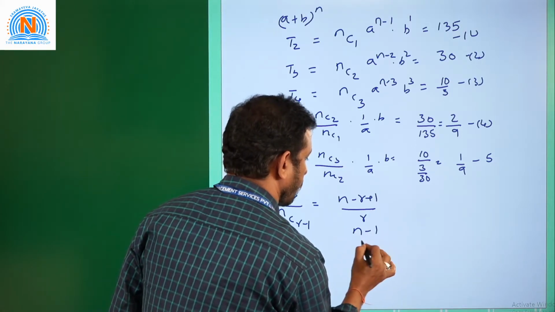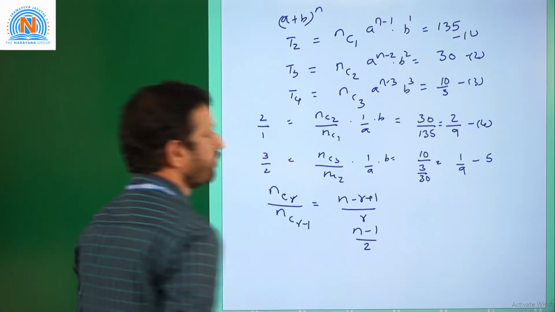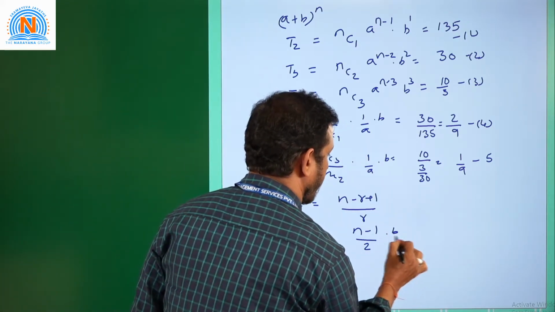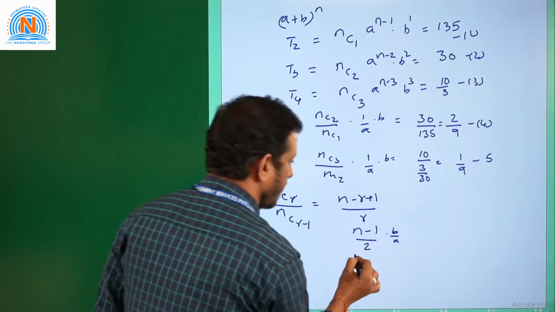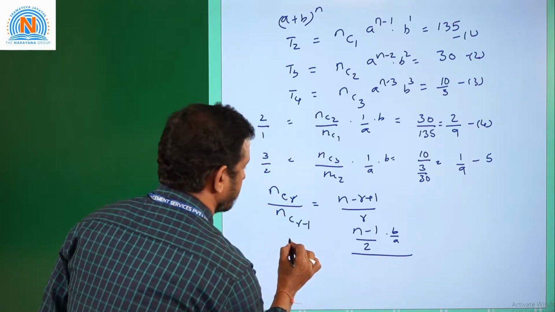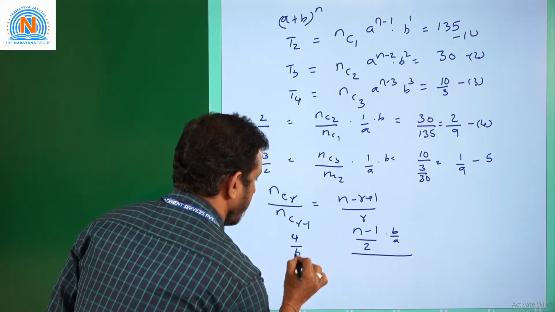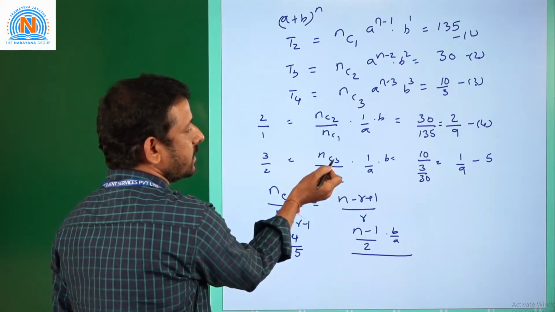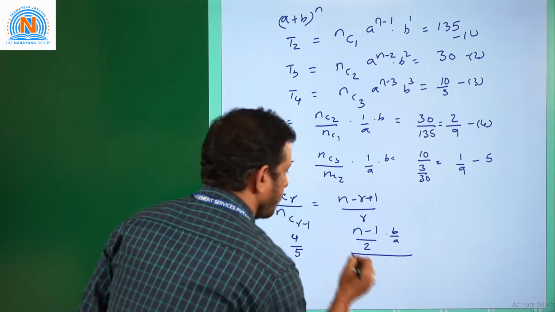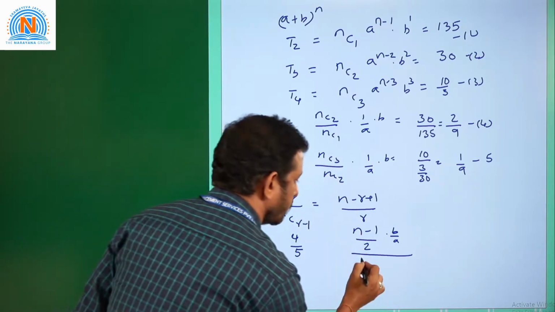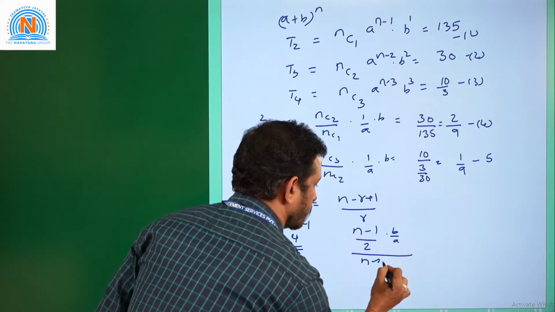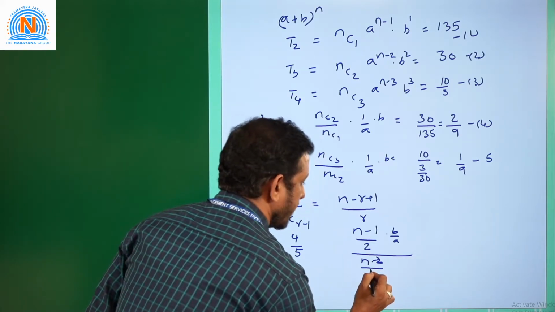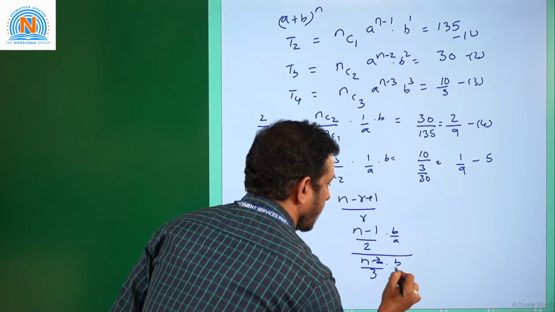(n minus 1)/2 into b/a. This I am dividing with the condition given here as 4 by 5. This I am dividing with the value, again here you have nC3/nC2. So what we are going to get: (n minus 3 plus 1), that means (n minus 2)/3 into b/a.